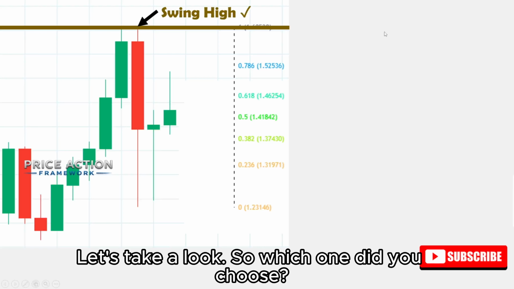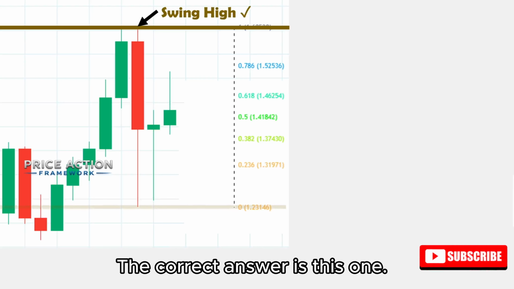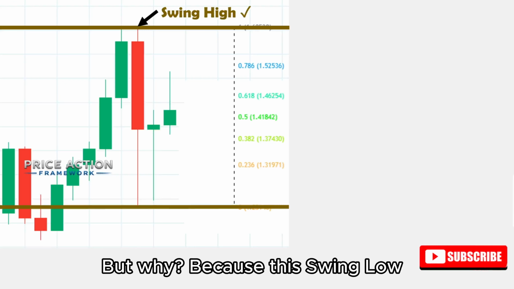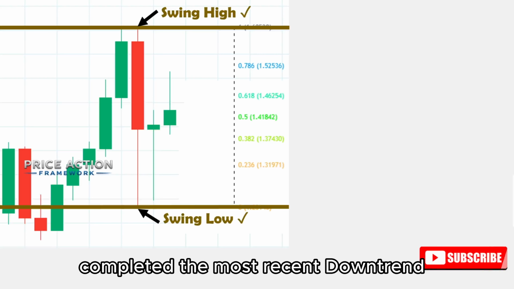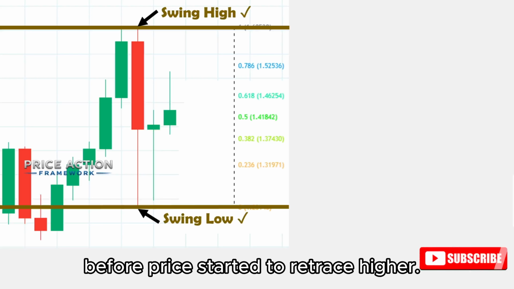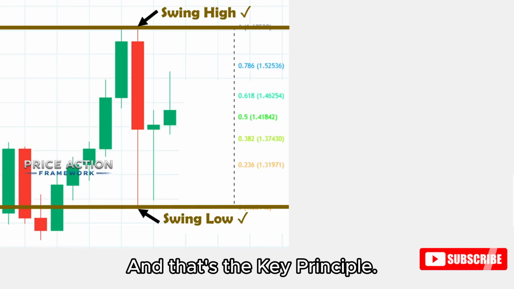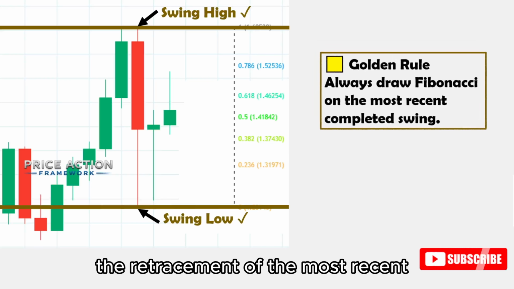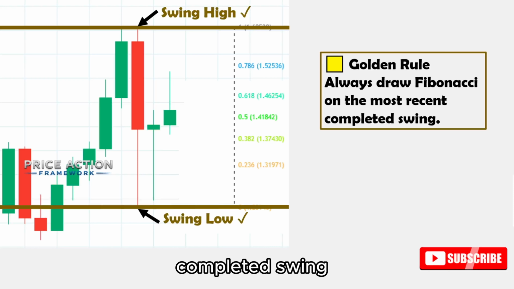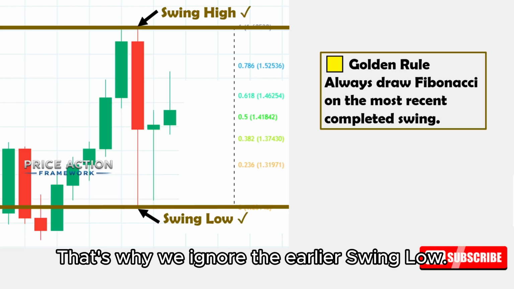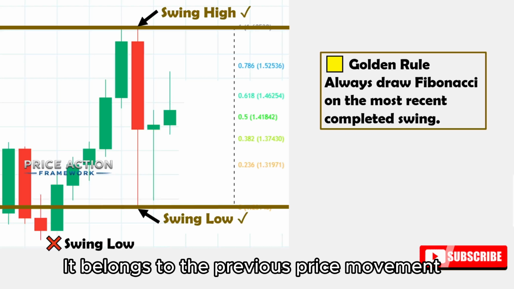Let's take a look. So, which one did you choose? The correct answer is this one. But why? Because this swing low completed the most recent downtrend before price started to retrace higher. And that's the key principle. Fibonacci is designed to measure the retracement of the most recent completed swing. That's why we ignore the earlier swing low. It belongs to the previous price movement.